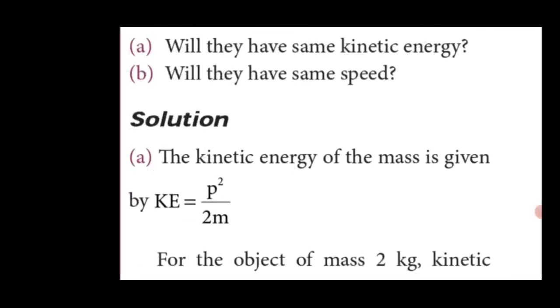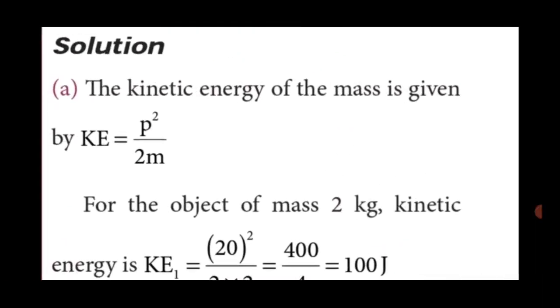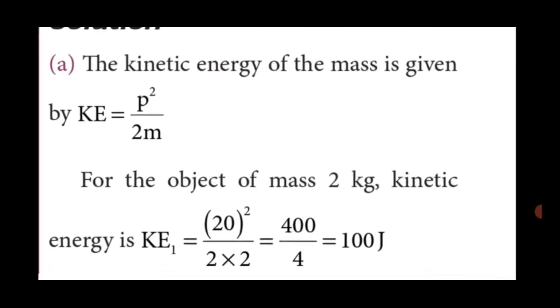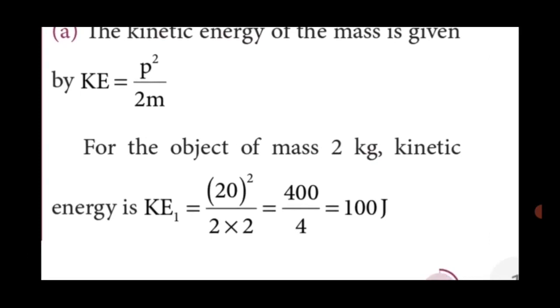So what is the solution? The kinetic energy of a mass is given as KE = p² by 2m. The object of mass is given as 2 kg and the momentum is given as 20. So p² is given as 20², and what is first KE1? That is, for two masses are given.